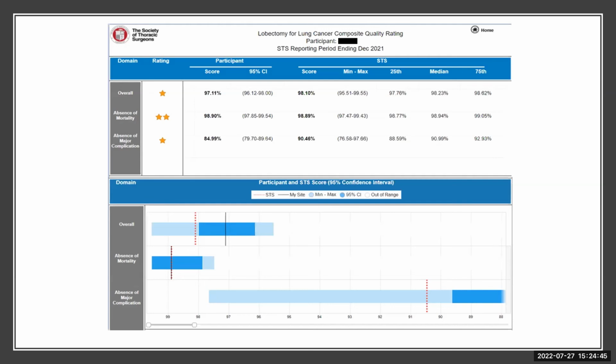If you have 3 stars in 2 of the categories, if they're right on the cusp of being between a 2 or a 3-star, it is possible that you would receive a 2-star for overall. Correct. Yeah. We've had participants that, exactly, get a 3-star for absence of mortality, a 3-star for absence of major complication, but yet the overall is only a 2-star. So, yeah, exactly. It's not an average of the 2. You don't just throw them together and get an average. So, exactly. Thank you. Yeah.